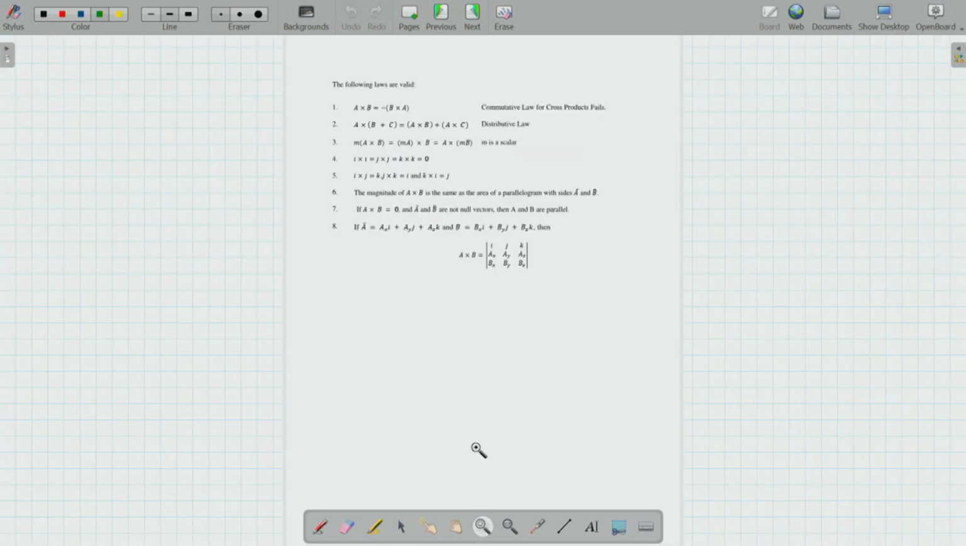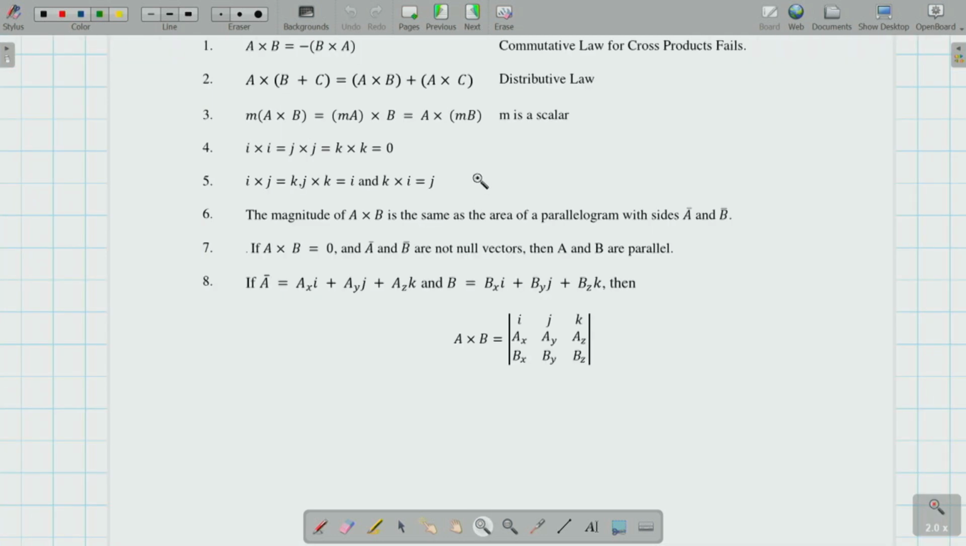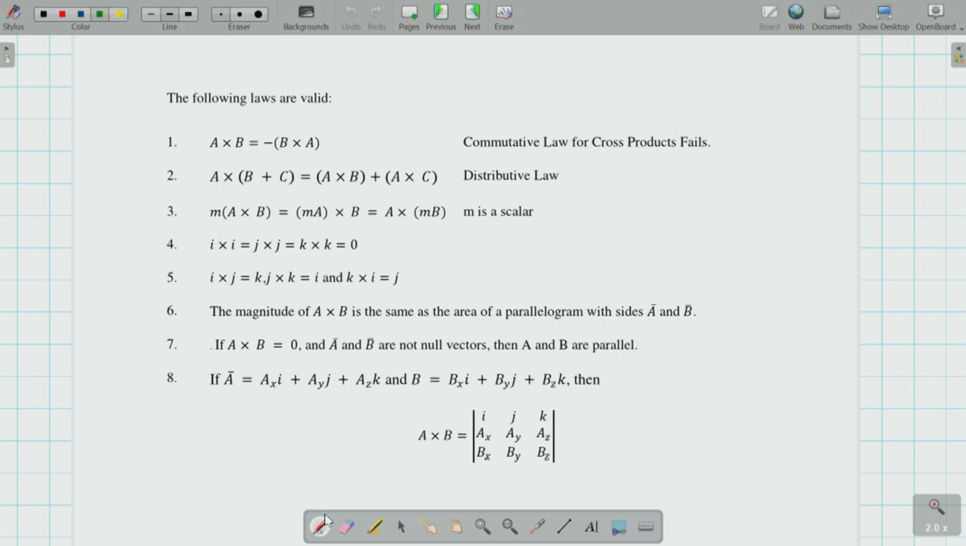Similar to the dot product, here also we will talk about some of the rules which are applied. The first one is A cross B is not equal to B cross A, so the commutative law fails. The distributive law, A cross (B plus C) is going to be A cross B plus A cross C, it obeys. I can multiply it with a scalar. i cross i is equal to j cross j is equal to k cross k is equal to 0 because theta is 0 and sin 0 is 0.